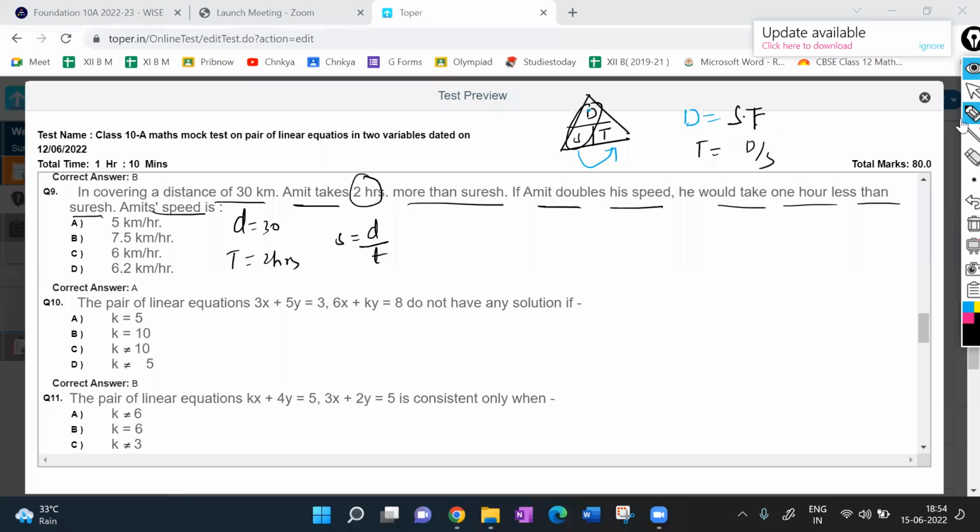Are you guys able to understand what I'm trying to convey? Now T means D by S. S means D by T. Look at this here. D means making it the subject, S into T. If I ask you T, D by S. If I ask you D, S into T. If you remember the triangle, then it is very easy. Or else you can do whatever you want. Understood how I drew it, beta? DST. Distance means speed into time. Time is D by S. If I ask you speed, D by T. Clear? Got it?